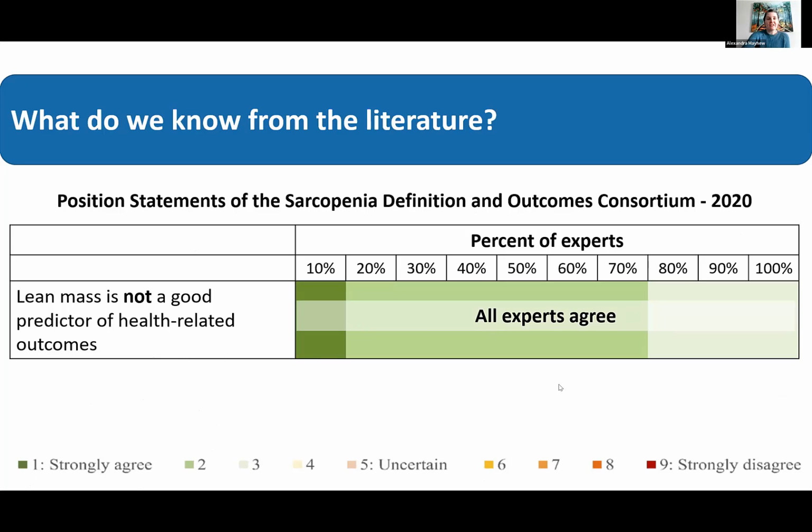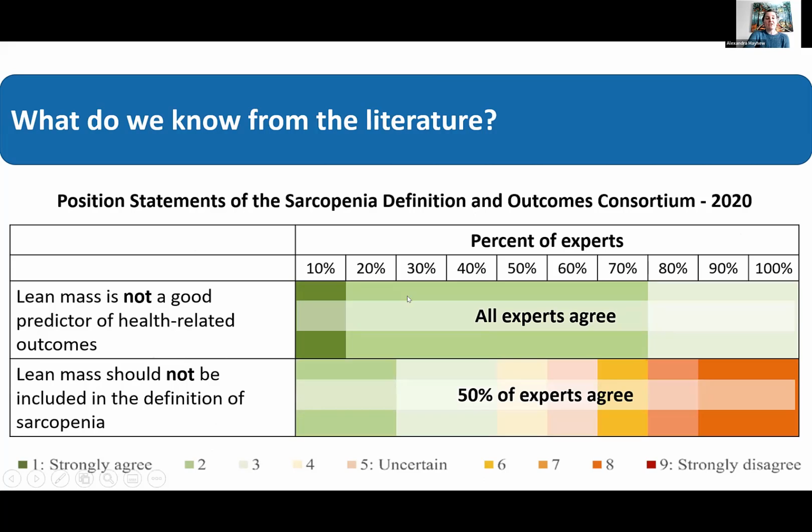And I'm certainly not alone in this belief. In 2020, the position statements of the Sarcopenia Definition and Outcomes Consortium were published. This group asked a panel of experts about their agreement and disagreement with various aspects related to defining sarcopenia. And all of the experts unanimously agreed that lean mass is not a good predictor of health-related outcomes. However, only 50% of the experts said that lean mass should not be included in the definition of sarcopenia.